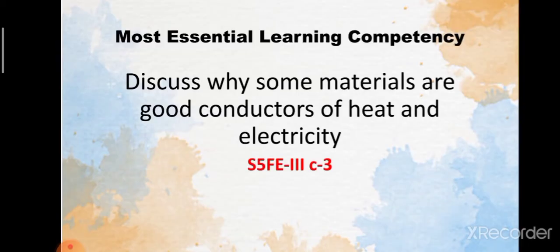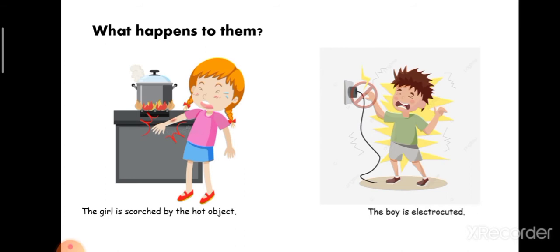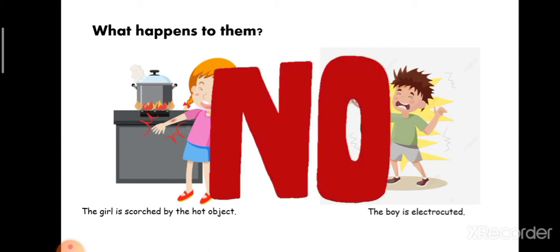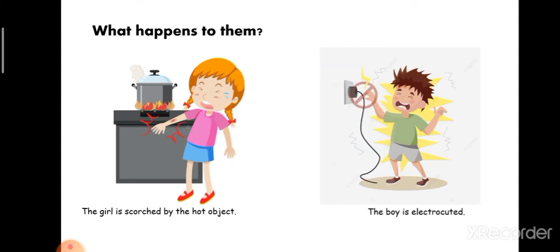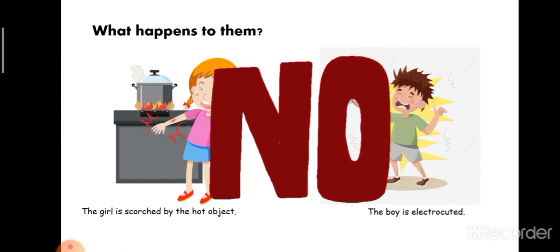In our MELC, we will discuss why some materials are good conductors of heat and electricity. Look at the pictures. What happens to them? In the first picture, the girl is scorched by the hot object. In the second picture, the boy is electrocuted. Do you want these things to happen to you? Of course not. A big no. We do not want these things to happen to any of us. That is why we have to study these things.